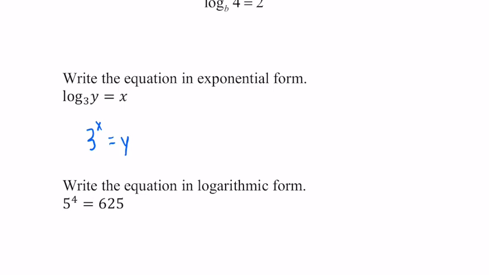If we start with the exponential equation, 5 to the 4th equals 625, and we want to write it in logarithmic form, the base is 5, so we have the logarithm base 5. The exponent of the exponential equation is the answer of the log equation, so 4 would be the answer, and we would have the logarithm base 5 of 625 is equal to 4.